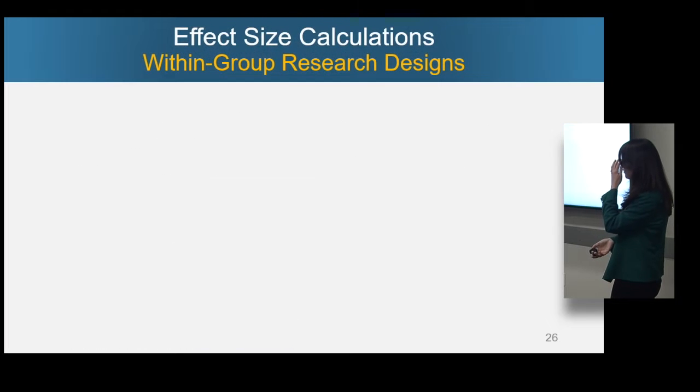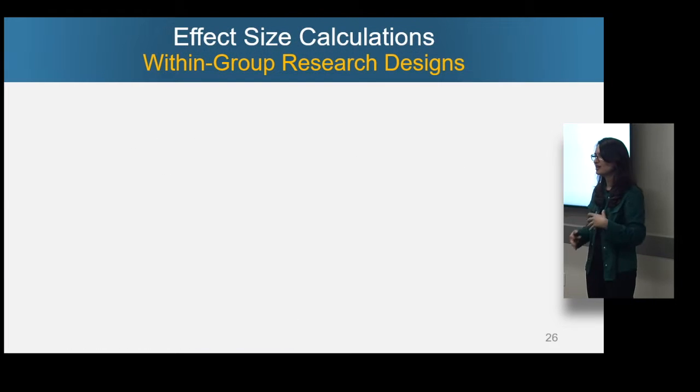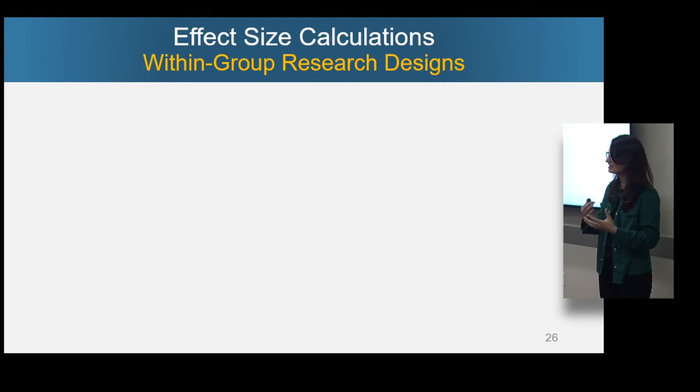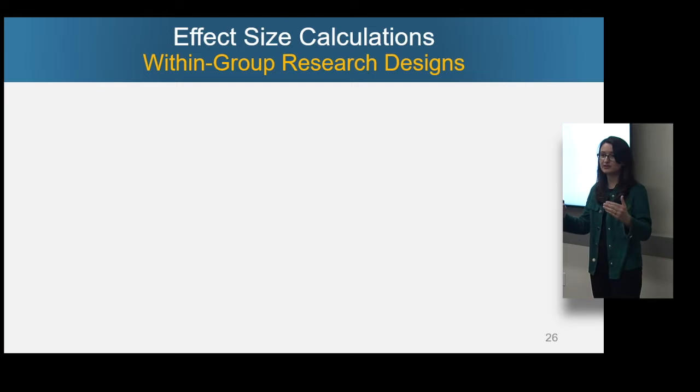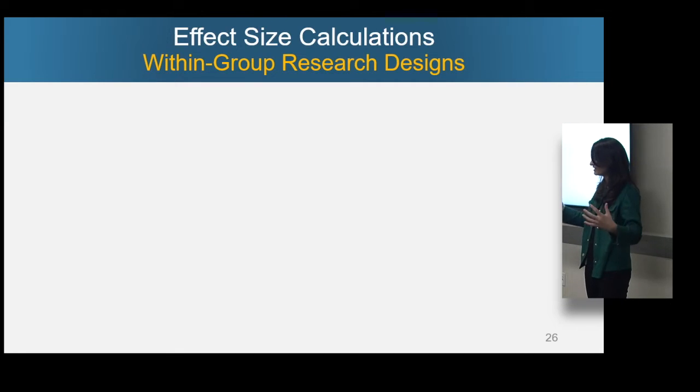Okay, so when I present the results, I'm going to be talking about effect sizes. So what are effect sizes? They are statistical measurements that tell us the magnitude of the difference between groups. So is it a small difference? Is it a medium difference? A large difference? What is it, right?